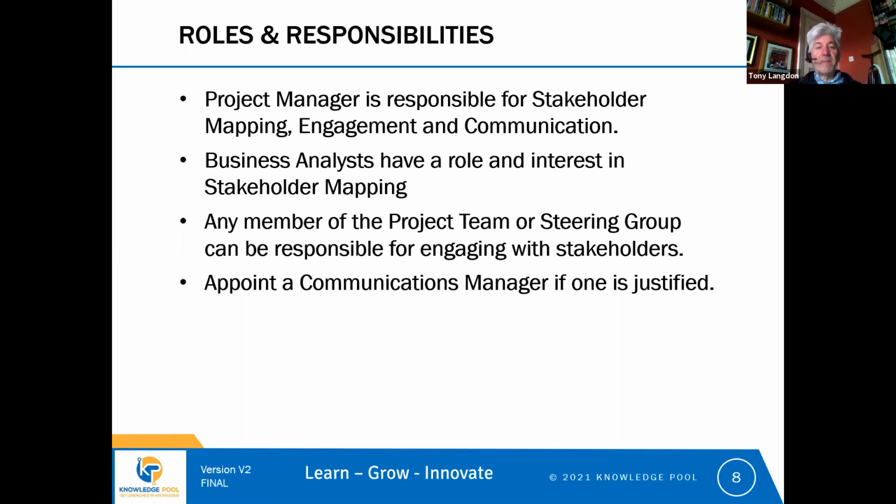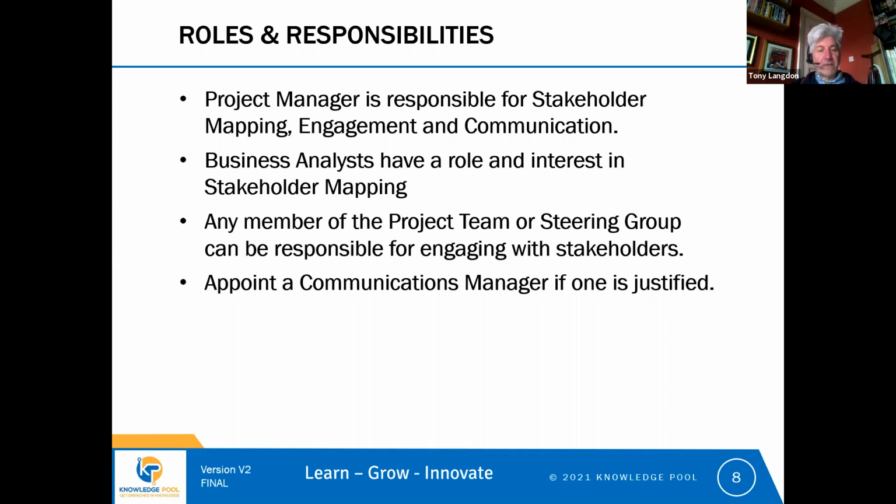Although the project manager is primarily responsible for these activities, they can delegate specific activities. For example, the project manager can ask a member of his team or a member of the steering group to take on a responsibility to engage with particular stakeholders. Normally that will be done to make things efficient, because if the project manager tries to do all of the work of engaging with stakeholders and communicating with them, then they may not have enough time to actually manage the project as well. So we need to think about delegating some responsibilities away from the project manager so that they can focus on remaining in control of the project. So we may need to delegate engagement tasks to other people.